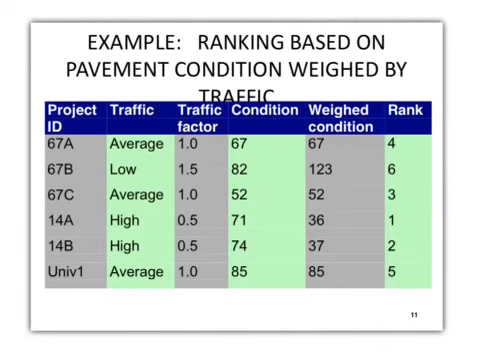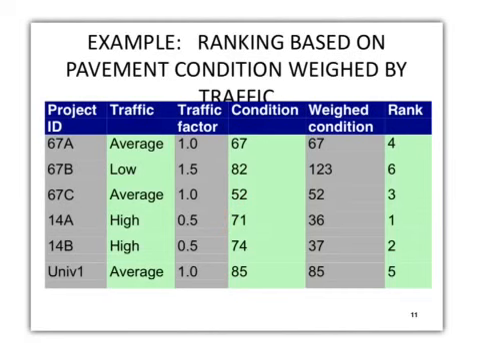The condition would be the same, and now we will have the weighed condition or the modified condition based on the traffic. For example, here we have an average traffic with a traffic factor equal to 1, so 1 times 67, now we're going to have 67. While for the low traffic, I'm going to have now a traffic factor equal to 1.5 times 82, that's the PCI. Now it's going to be equal to 123. That's the weighed condition. And we can pick on this one here that has high traffic, which means the factor for the traffic is 0.5 and the PCI was 71. Well, multiplying 0.5 times 71, that's going to give us 36.